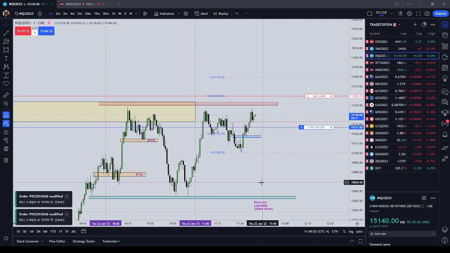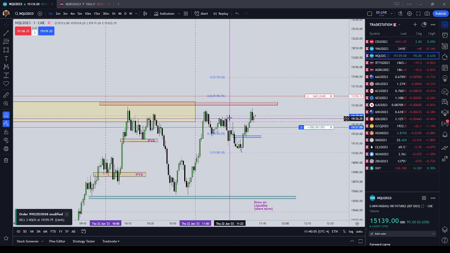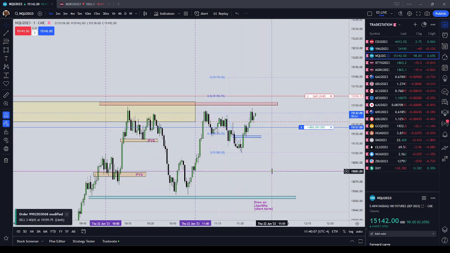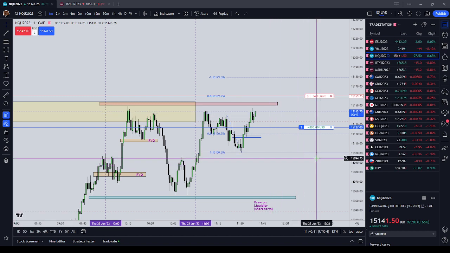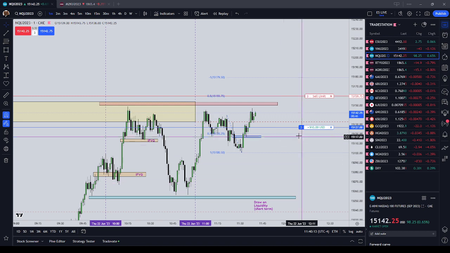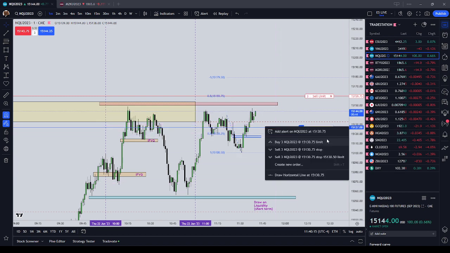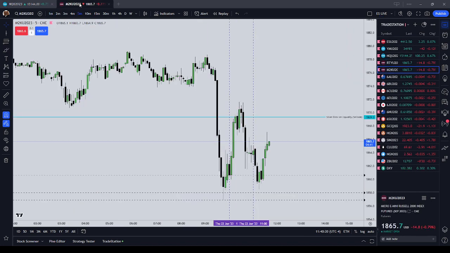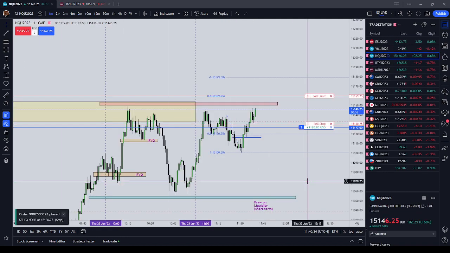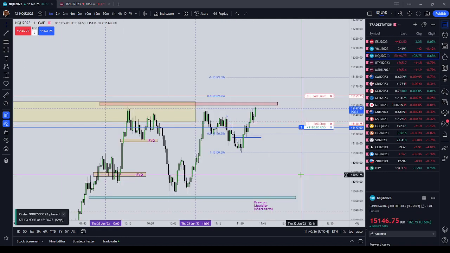Okay. I'm just taking a measured move of this swing here. Projecting that higher as my target. Stop loss, protective stop is going to go in the market. Michael Russell ended up hitting my target, but that's okay.